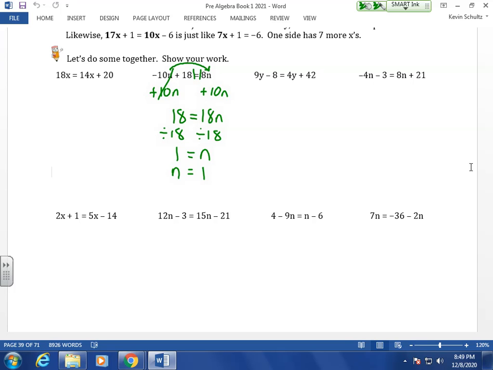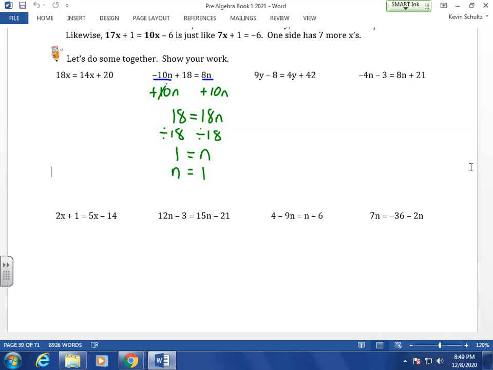Right? If we had used the basketball score analogy, I like it so much, up at the top here, take a look at our n terms. We've got negative 10n here and 8n here. Which side has more n's?